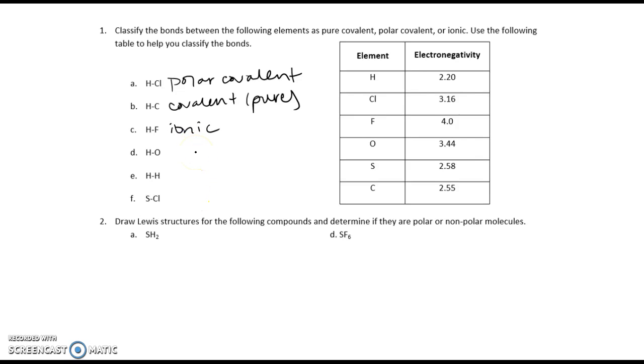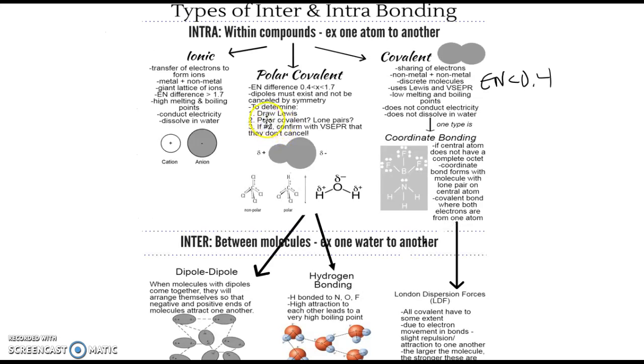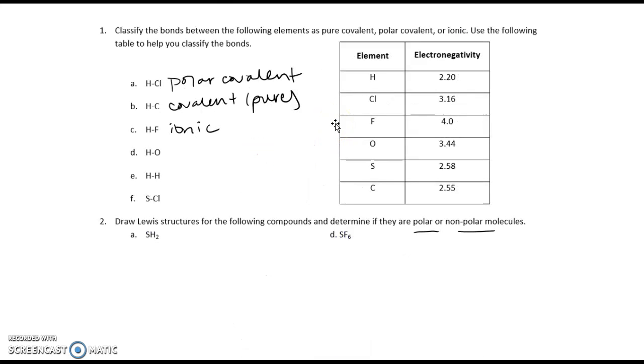But what I really want to start working on together are these ones down here. If we decide if things are polar or non-polar molecules, we need to go through the 3 steps listed here. You draw the Lewis structure, you decide if it's polar covalent or if there are any lone pairs, and then if we do, we need to draw it out with VSEPR. Looking at this first example, SH2.